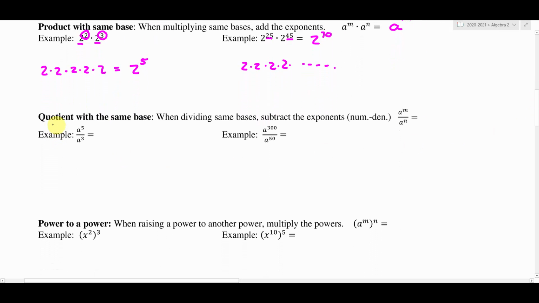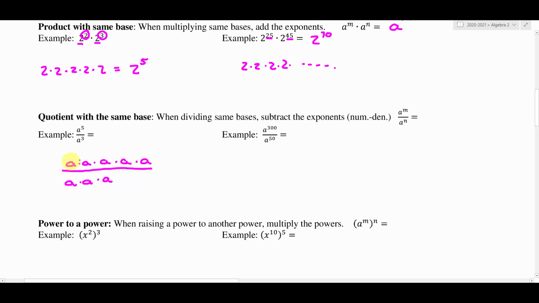Right? So this one takes care of a quotient. Quotient is a fancy math word for fraction. So this is a fraction here in our example, and it says with the same base. You'll notice in my exponential expressions here that the base is a, so it's the same between both of them. If I were to write this out in its expanded form, instead of writing a to the fifth, I could do a times a times a times a times a, 5 times. And then in the bottom of my fraction, I could write a times a times a.